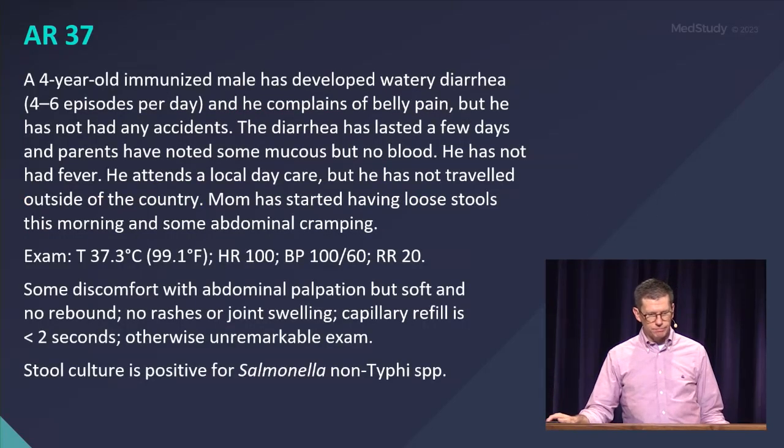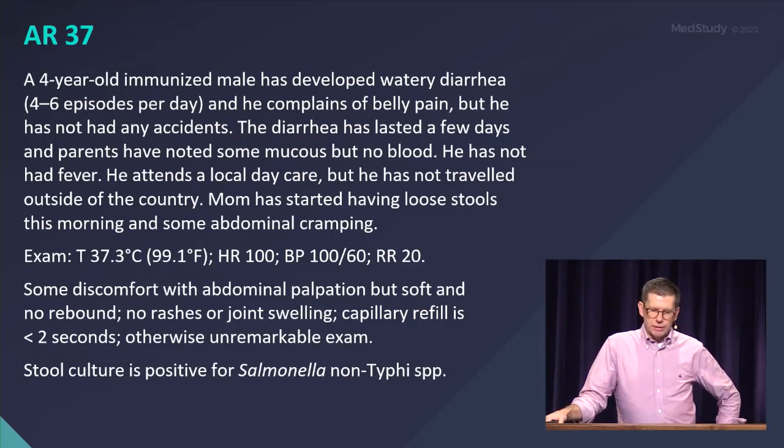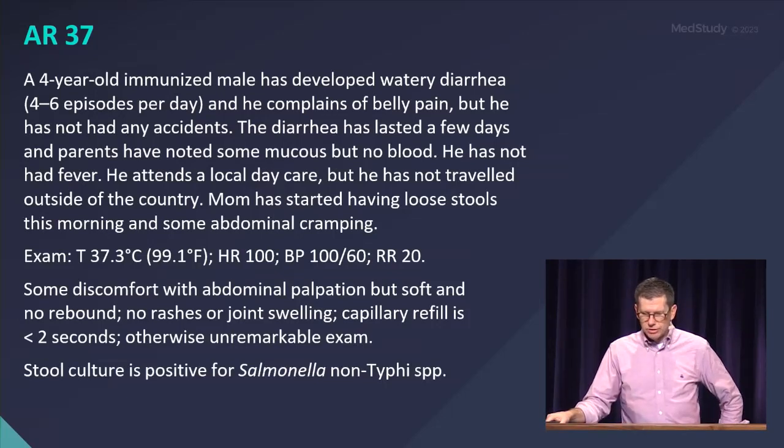All right, 37. A 4-year-old immunized male has developed watery diarrhea, 4 to 6 episodes per day, and complains of belly pain, but he has not had any accidents. The diarrhea has lasted a few days, and parents have noticed some mucus, but no blood. He's not had any fever. He attends local daycare, but has not traveled outside of the country. Mom has started having loose stools this morning and some abdominal cramping.